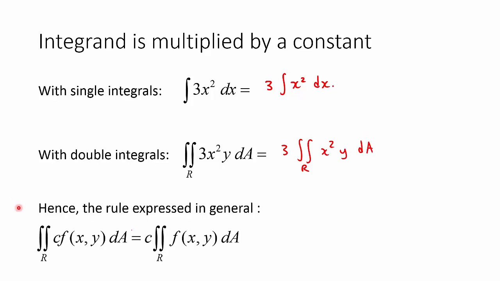Hence, the statement below expresses this rule in general, where if a function f of x and y is multiplied by a constant c, then you can place c outside of the double integration symbols and just integrate f of x and y as you would normally.